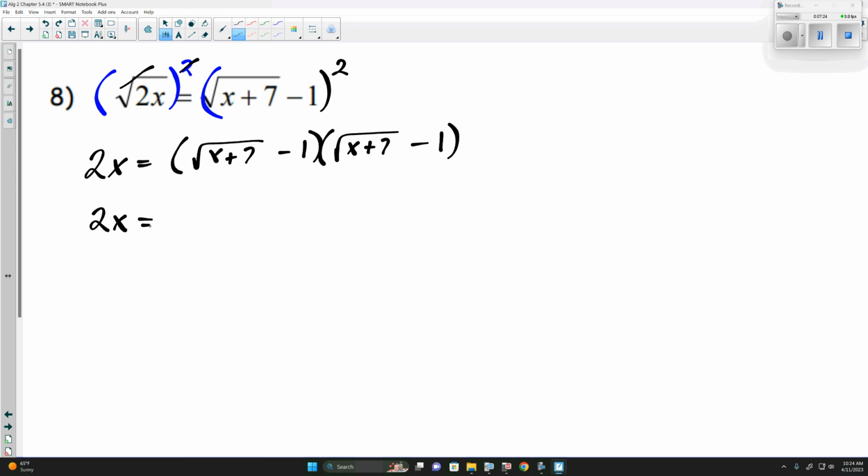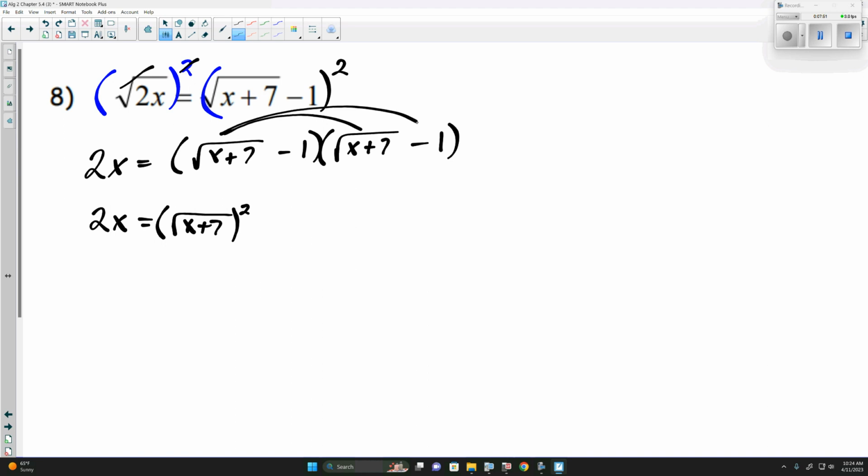Now the left-hand side is going to stay 2x, and it'll be there for a step or two as we work out the right-hand side. The first thing we're going to do is multiply square root of x plus 7 times square root of x plus 7, which is saying that we have the square root of x plus 7 squared. So if we wanted to, we could simplify the square root and square out, and that will simplify there.